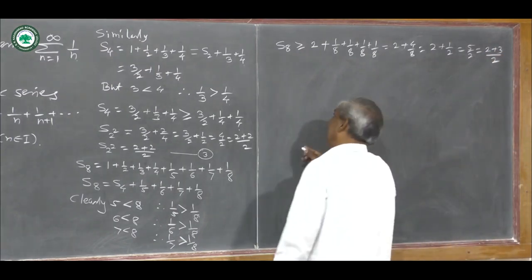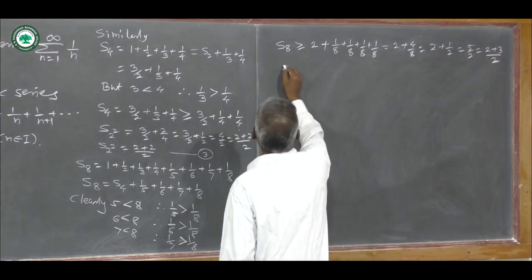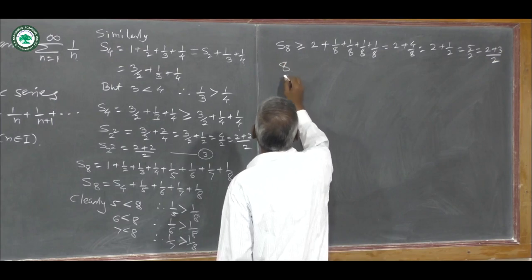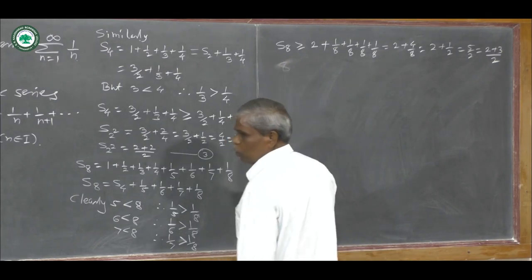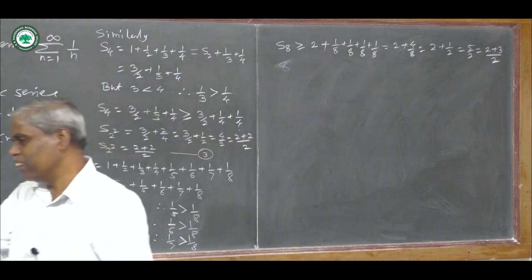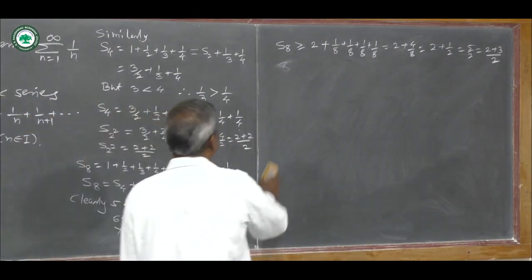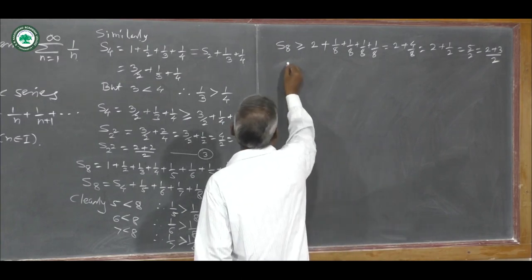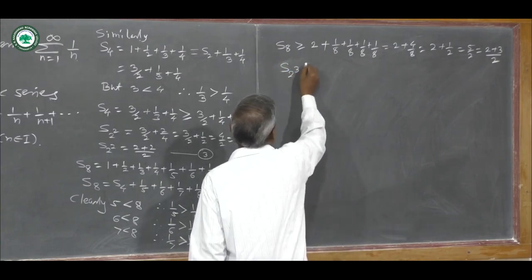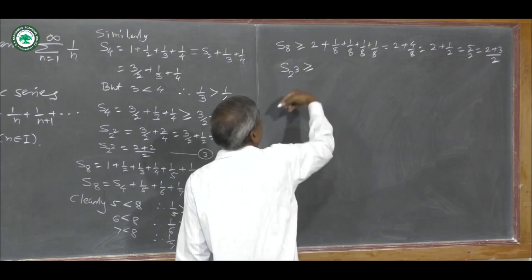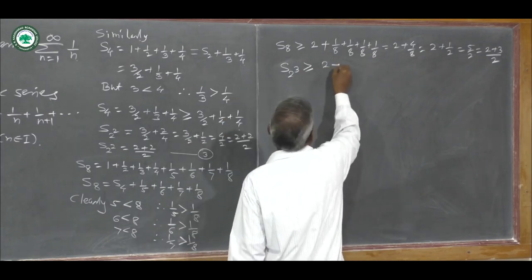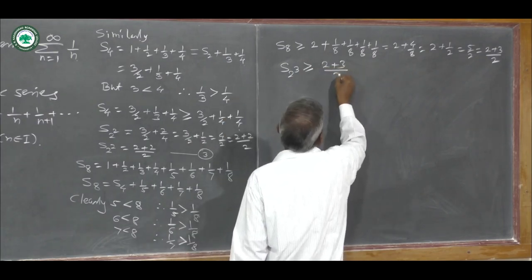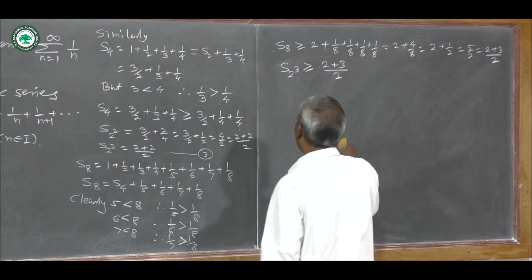S suffix 8 is greater than S suffix 8, that is S suffix 2 to the power 3. 2 to the power 3 is 8. S suffix 2 raised to 3 is greater than or equal to 2 plus 3 by 2.